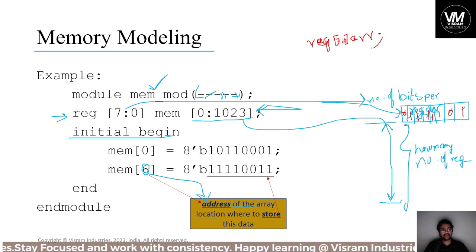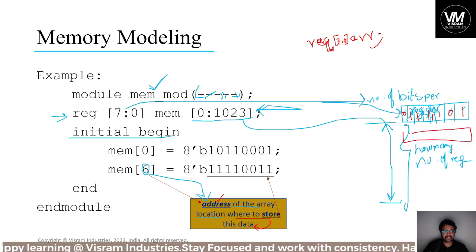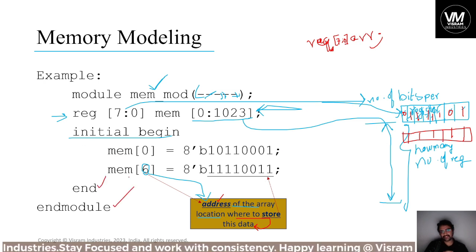Okay, give a space here, and this mem of 0 or mem of 6 is nothing but address location where the data should be stored. So that data is stored in the 6th register here, like this. Okay, and end module. So just we are initializing that we have been storing the data into the location of mem0.